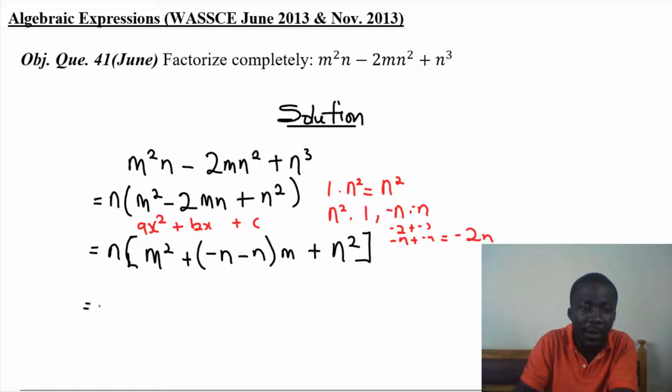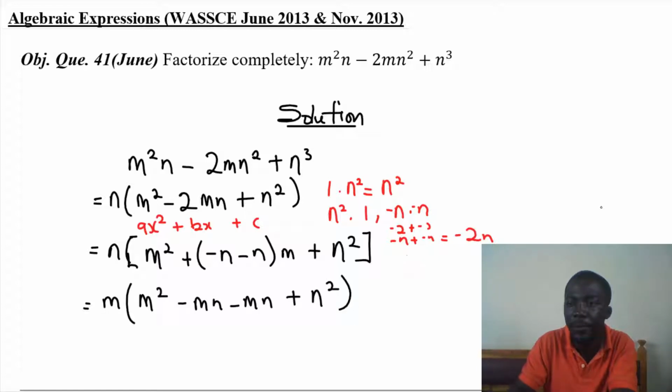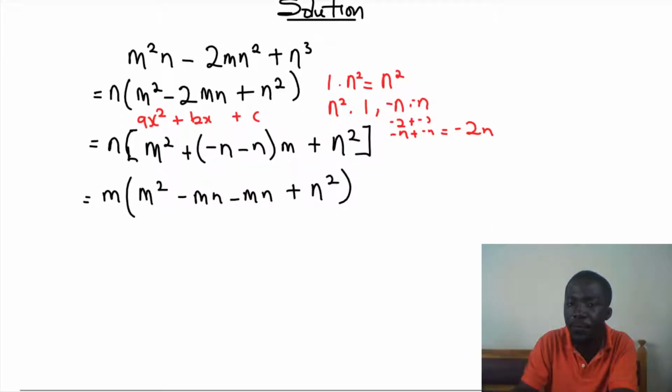Then we continue by expanding, which will give us m squared minus mn minus another mn plus n squared. What we have in the bracket, which was a trinomial, now has 4 terms. So we are going to group them in pairs and factor them accordingly.